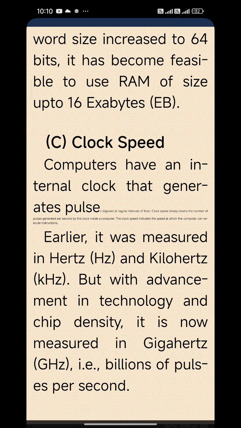C. Clock speed. Computers have an internal clock that generates pulses as signals at a regular interval of time. Clock speed simply means the number of pulses generated per second by the clock inside a computer. The clock speed indicates the speed at which the computer can execute instructions.